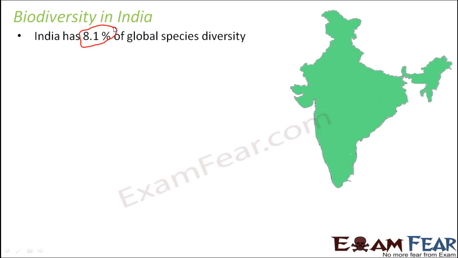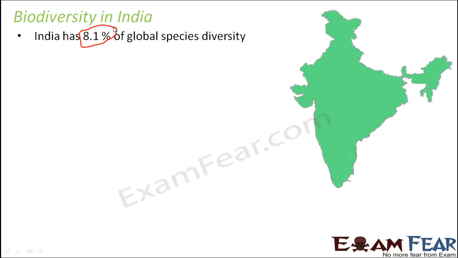If you talk about the numbers, around 45,000 species of plants and more than 90,000 species of animals exist here. Again, these numbers are not exact because not all the species of plants and animals have been identified yet. So we expect that this number is just a rough approximation and the real number is a lot greater than this. So that is the biodiversity in India.